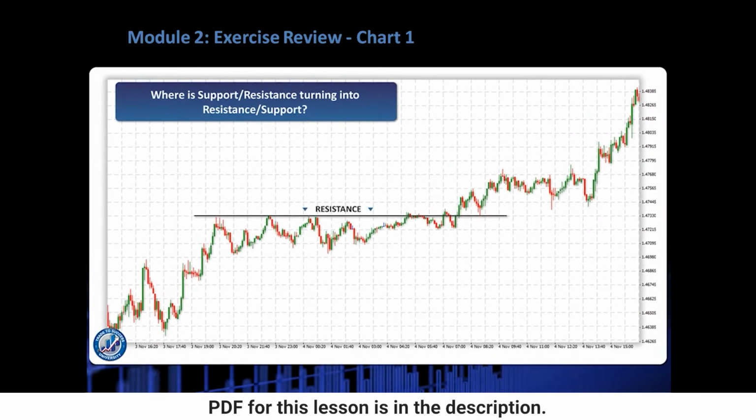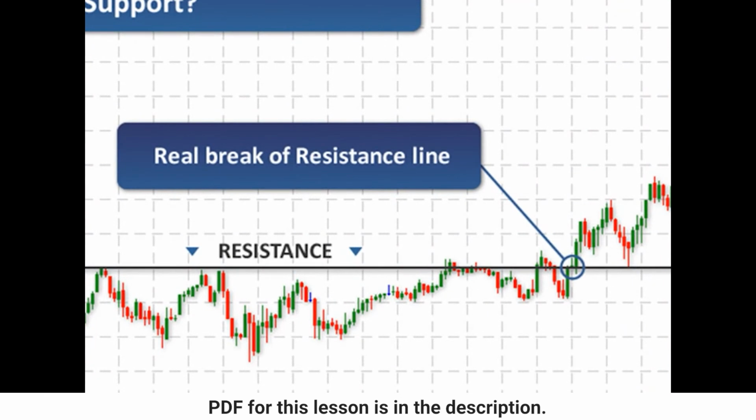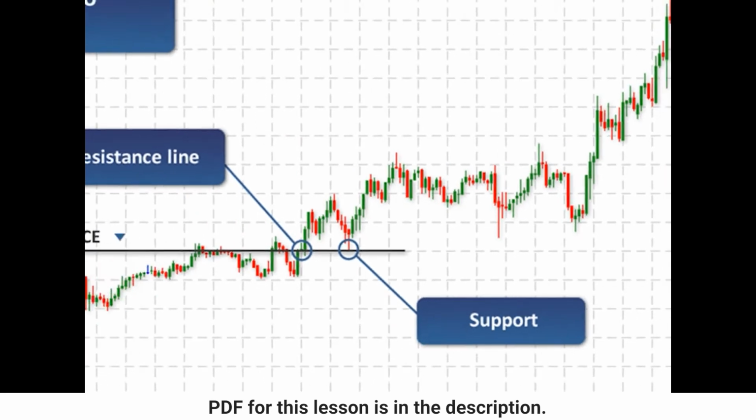So we have a resistance line. We have the break of the resistance line by price. And then we have support after price breaks up through the line, and the resistance line then acts as support.